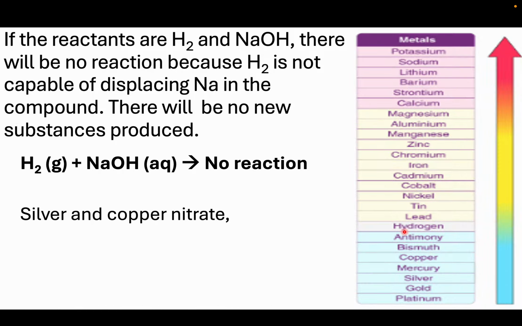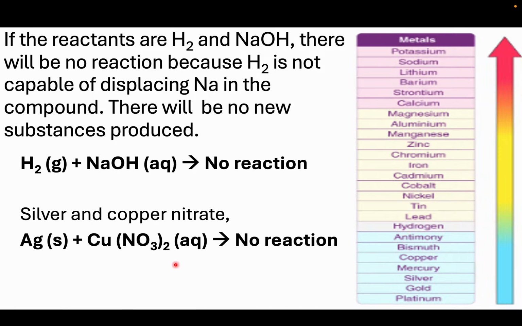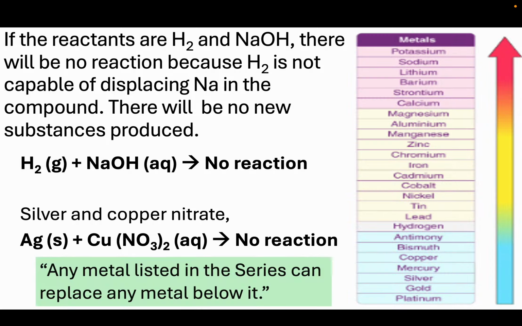This next one is silver and copper nitrate. We're going to look at the silver here and the copper. Silver is down here, but copper is much higher compared to silver. Look, there is mercury in the middle of them. There will be no reaction since silver is below copper. Okay, I hope you got the point. So, any metal listed in the series can replace any metal below it. This is the rule.